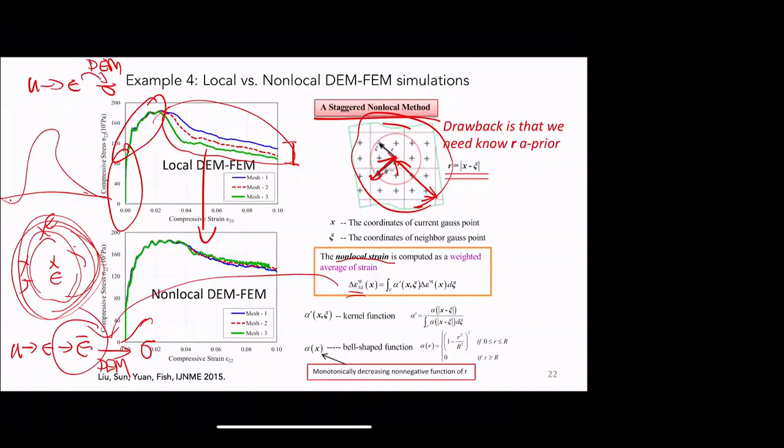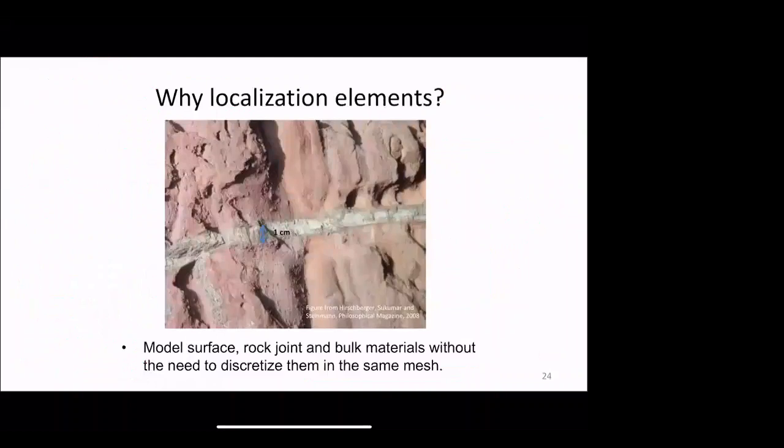However, the drawback is the following, and I think it's pretty clear. If we have that many Gauss points and we are assuming that the shear band is larger than the element, very likely it won't be suitable for the case where your shear band is in a very small regime where you only have a few particles. So that brings us to the new topic. In those cases, we can still have a DEM-FEM simulation, but we need to introduce a localization element as the shear band is propagating.